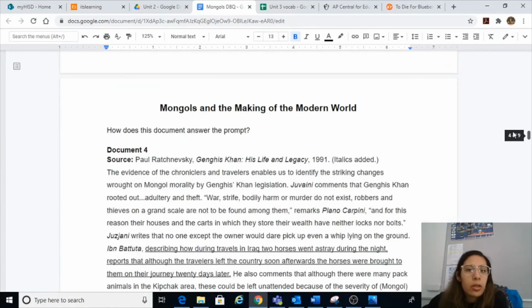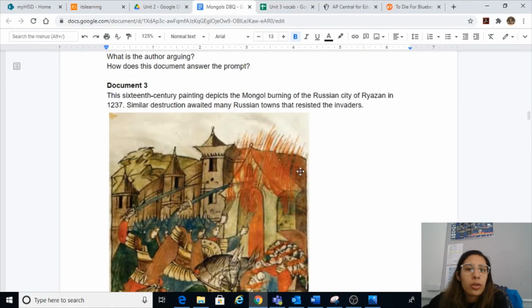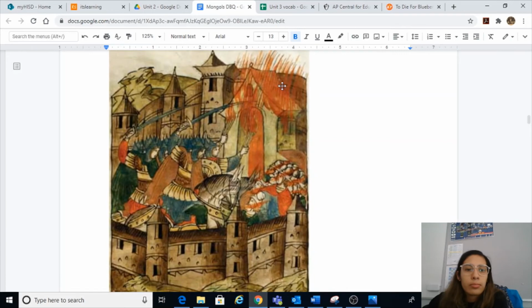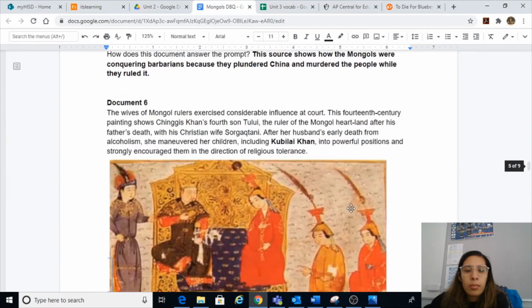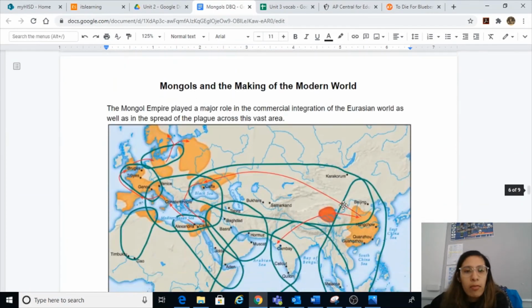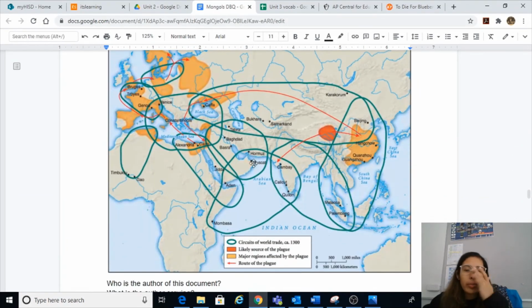So if we look at document 3, we see that they're destroying this Russian city. They're literally setting it on fire. If we look at document 5, it talks about how the Mongol policies were akin to genocide because they would slaughter almost half the population. And then if we look at document 7, we see the spread of the Black Plague is very much aligned to the trade routes that the Mongols reestablished. So that shows how they spread disease.